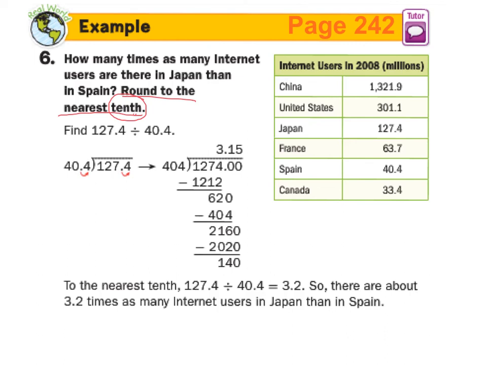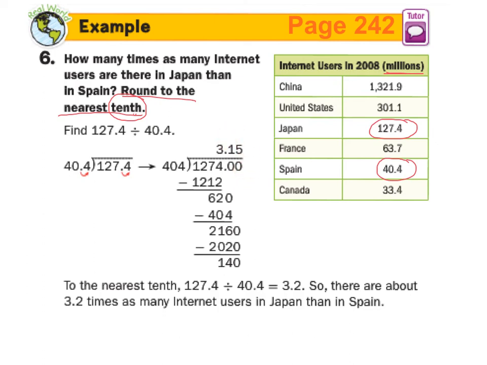So on here they took the 40.4, which is Spain, and divided that into Japan's. And remember, we're dealing with millions, so this doesn't sound like a lot, but it is in millions. I need to remove that decimal, so I'm going to multiply by 10, and I'll have to do the same over here on my dividend. So now we're going to take 404 and divide it into 1,274, and I can put that decimal at the end and put it up on top. And they told me to round to the tenths, so I'm going to go ahead and add 2 zeros because I need to go at least to the hundredths so I know what I can round by.